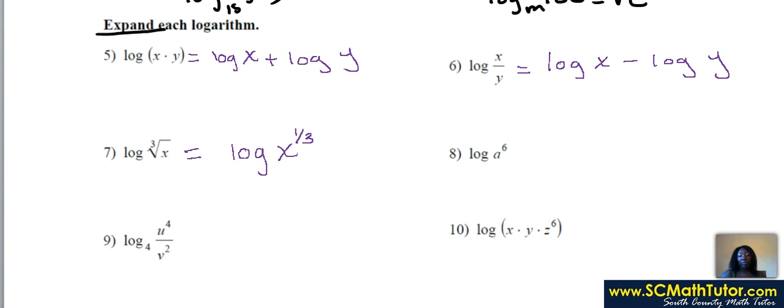If you have a root function, you want to change it into an exponent. And then remember, when you are expanding, exponents become coefficients. So this now becomes 1/3 log of x. Again, you have log a to the 6. Exponents become coefficients, so this is 6 log a.